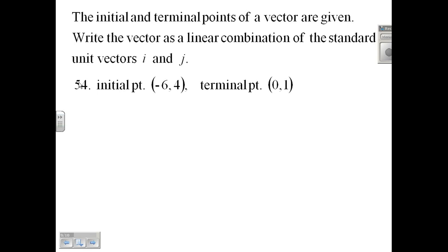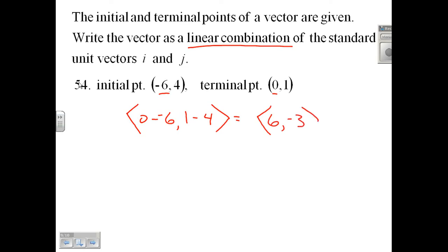Okay, then the initial and terminal points of a vector are given. Write the vector as a linear combination. That's the form we just got done wrapping up with, of the standard unit vector. So I have a vector that starts me at -6 and slides me over to 0. Its x component is 0 minus -6. Its y component is 1 minus 4. So that would be 6, -3, but this is component form.